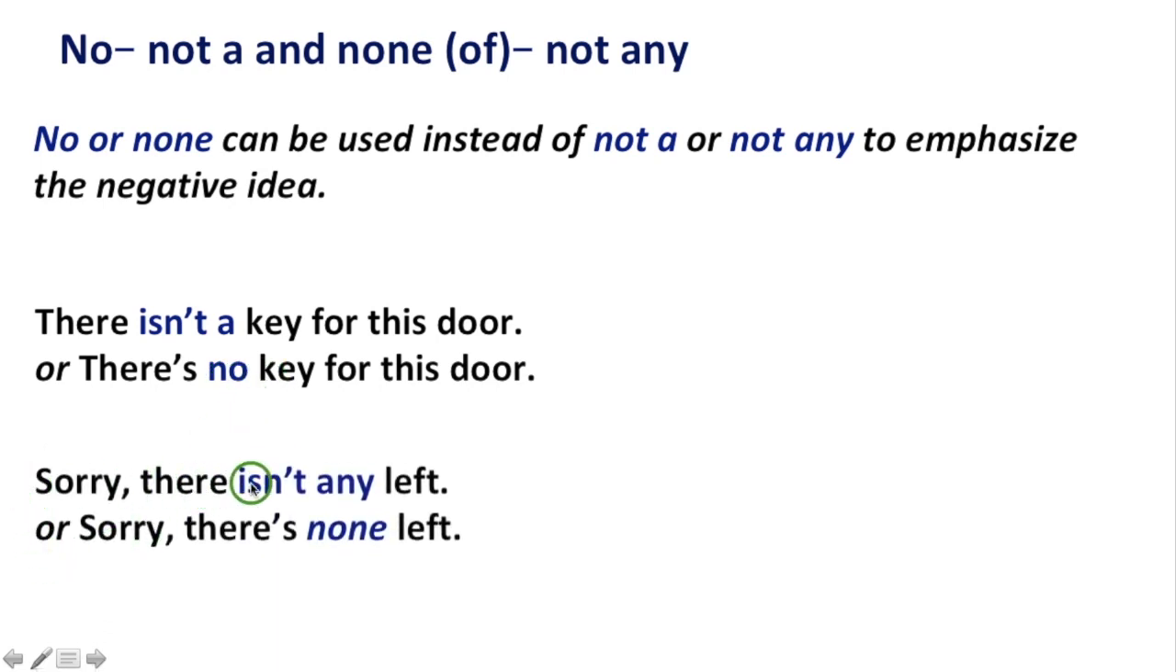Next, "sorry, there isn't any left." Instead of this sentence you can say "sorry, there's none left." So when we are talking about "isn't any," we can replace this "isn't any" with "none," but if there is the phrase "isn't a," it is replaced by "no." So "no" is used when we are talking about "isn't a," but "none" is used when we are talking about "isn't any."